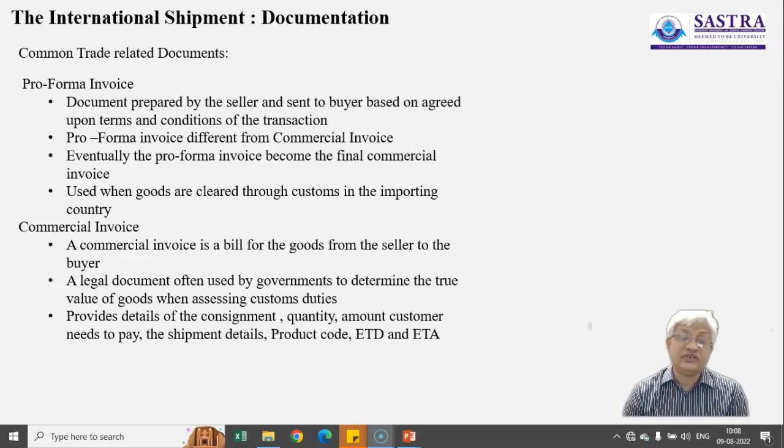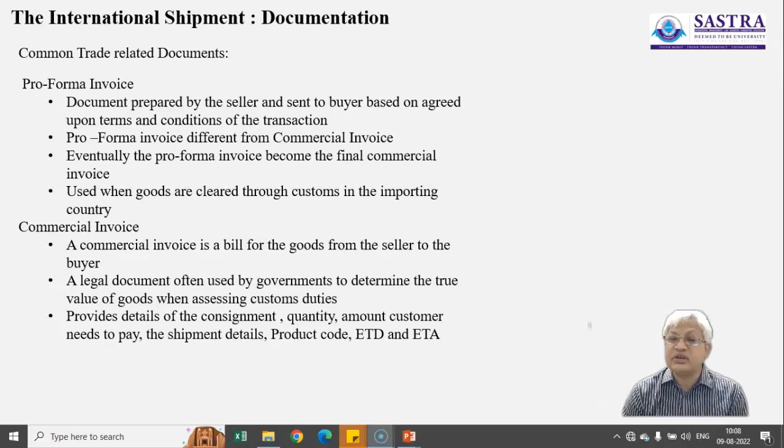So as it is in front of you, some points have been mentioned here. It is a document prepared by the seller and sent to the buyer based on terms and conditions of the transaction. Well, a pro forma invoice is different from the commercial invoice, which is what we are going to talk about next. And how it differs, I will discuss shortly. The pro forma invoice becomes the final commercial invoice. Well, that's what it leads to.